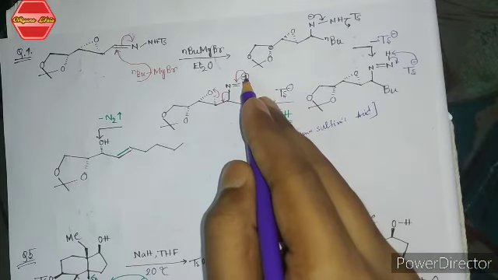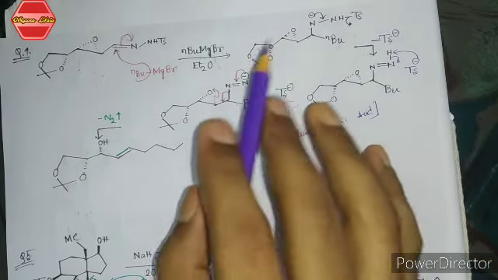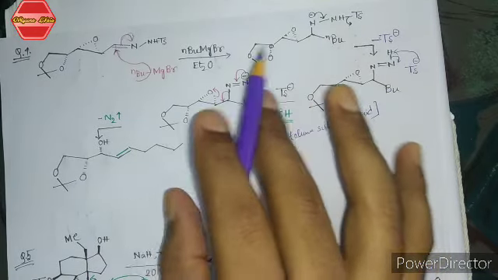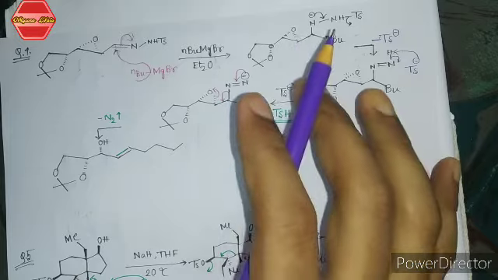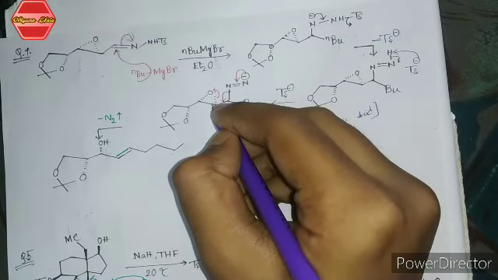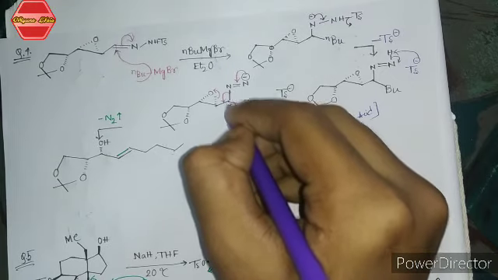Now here is an important concept: when a leaving group is present at the alpha position, there is a chance of formation of an alkene. Now what is the alpha position? This is the epoxide ring, and the alpha position is this one.